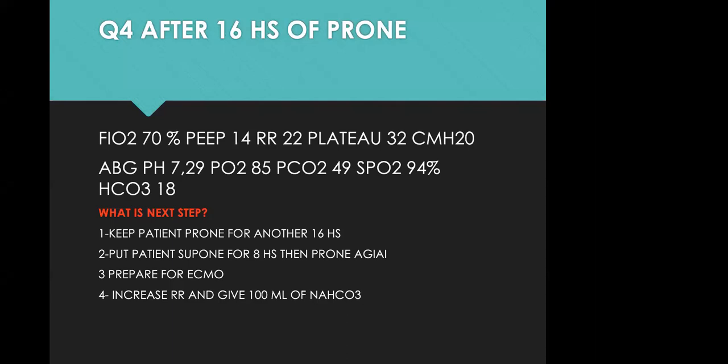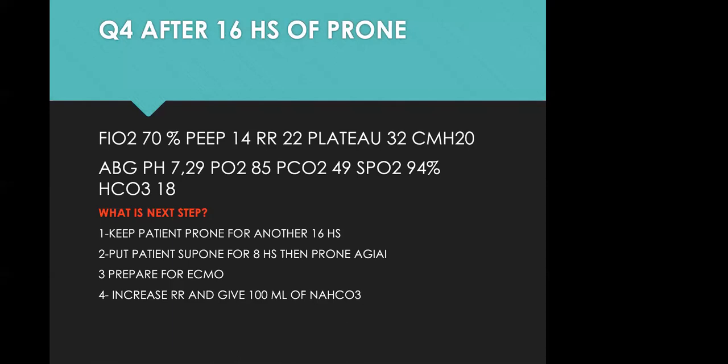Here is another question. A patient with FiO2 of 70% and PEEP of 14, RR of 22, plateau pressure is high at 32, pH of 7.29, oxygenation is low, PCO2 is okay at 49. What are you going to do next for the same patient after you prone him the first time? Keep the patient prone for another 16 hours, put the patient supine for 8 hours and then prone again, or prepare the patient for ECMO, increase the respiratory rate, and give sodium bicarb? What are you going to do?